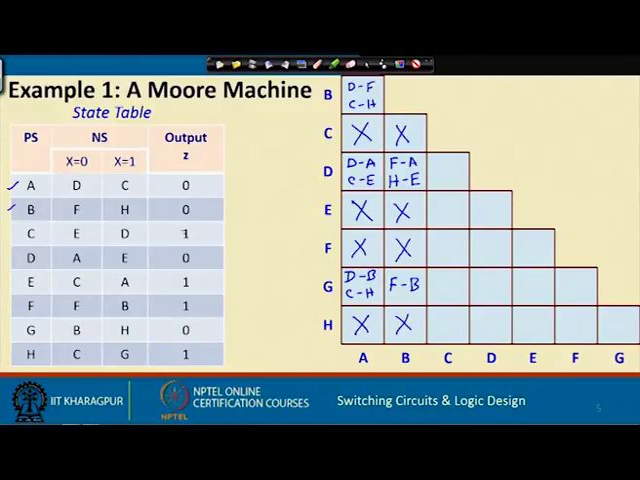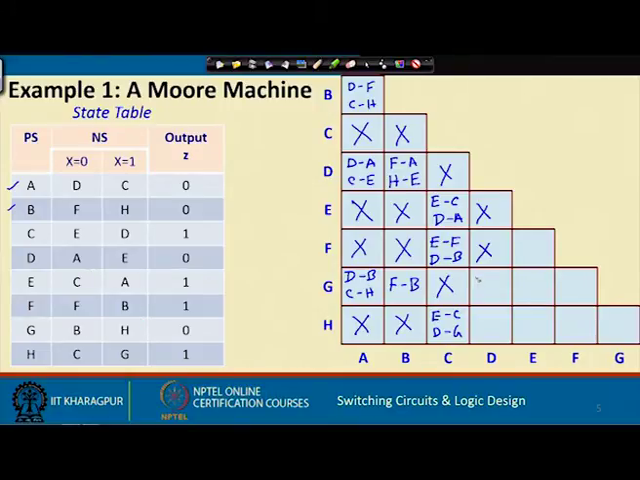Similarly, C and D outputs are different. C and E outputs are the same: E C, D A. C and F: E F, D B. C and G outputs are different, C and H: E C, D G. Similarly, D and E outputs are different, D and F outputs are different, D and G: A B, E H.